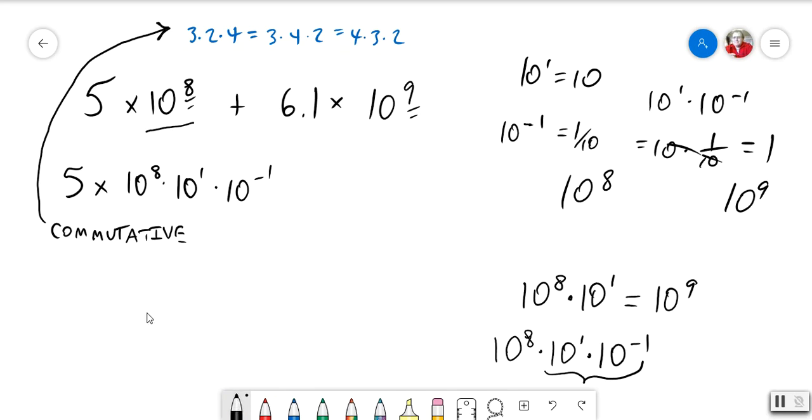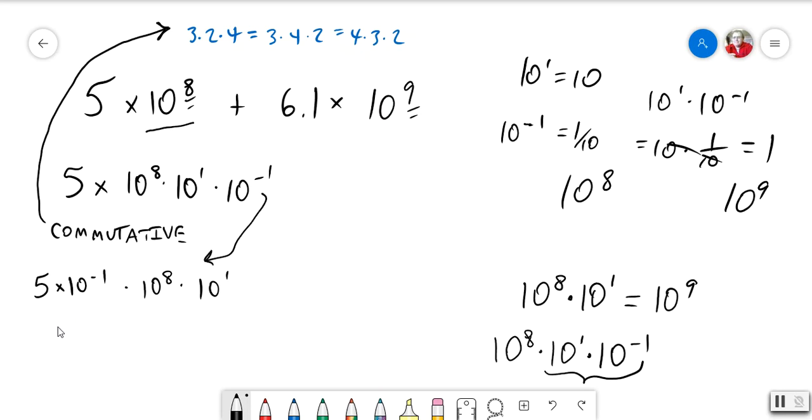So, what I'm going to do, I'm going to take this, and using the commutative laws, I'm going to rewrite it. 5 times 10 to the negative 1 times 10 to the 8th times 10 to the 1st. All I did was I took this guy here and moved him over there. That's all I did. I'm allowed to do that.